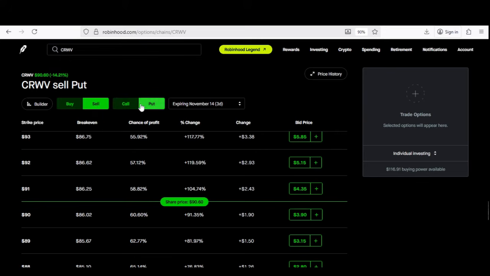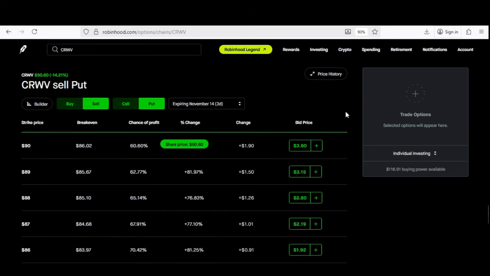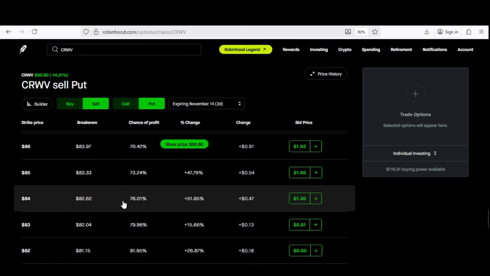With the sell, with the put, and the expiration date right here, we're going to choose our strike price below the current share price. We're going to be focusing on this column right here. We will be looking for a chance of profitability of around 75% or higher. So the 76% closely matches what we're looking for, and the strike price that coincides with that is going to be the $84 strike price right here. Let's go ahead and select that.